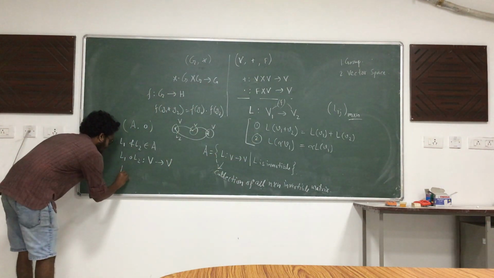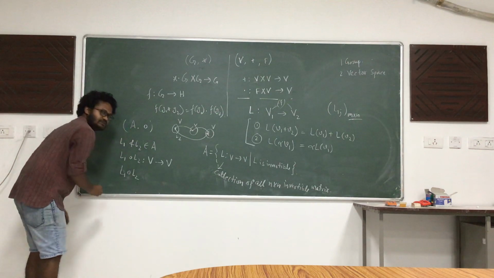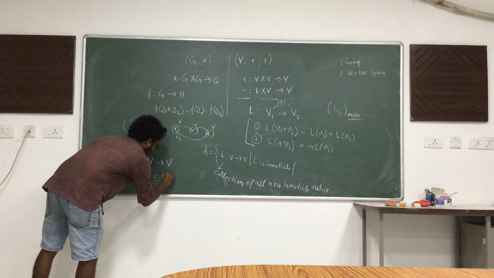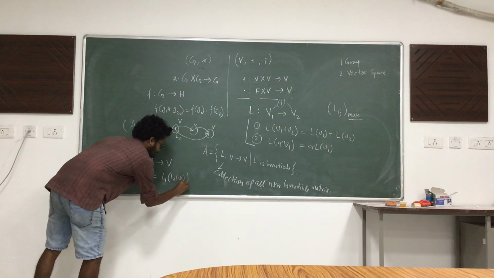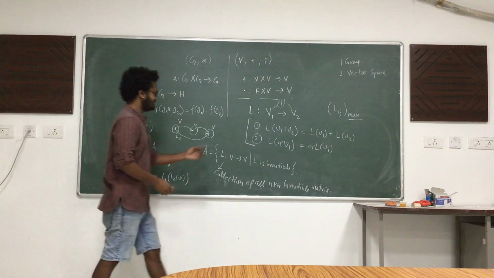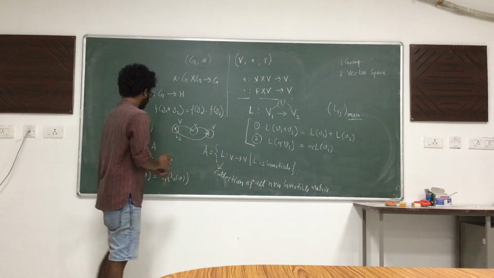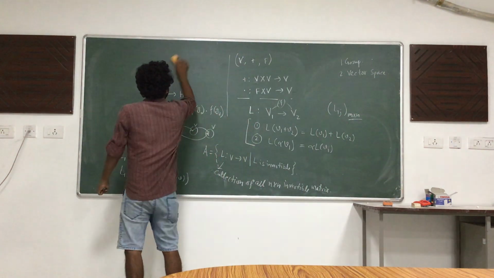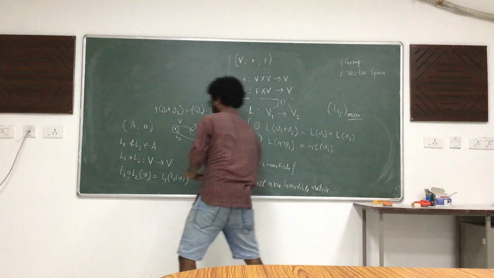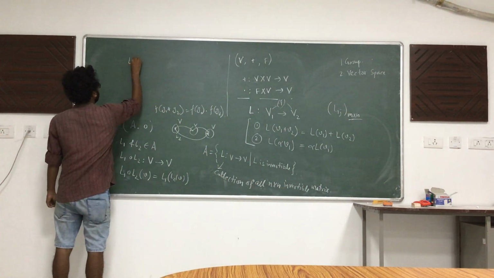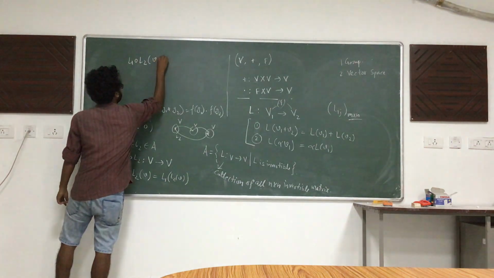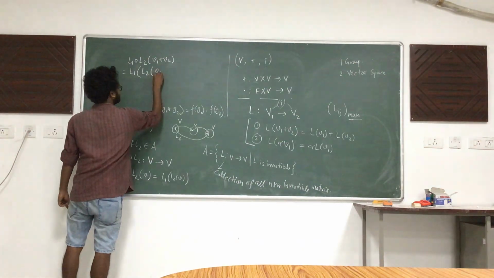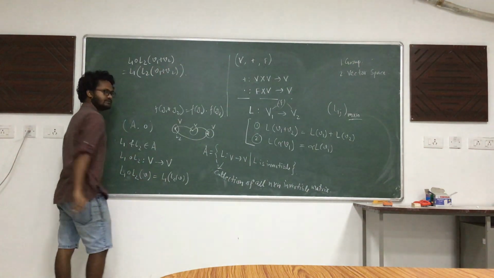So what does L1 compose L2 do? What is the definition of composition? It takes any element, okay? It basically does L1, L2, V. Now let us check this condition. If we check this condition, then what we will see is that L1 compose L2 is L1. This is the definition, right?